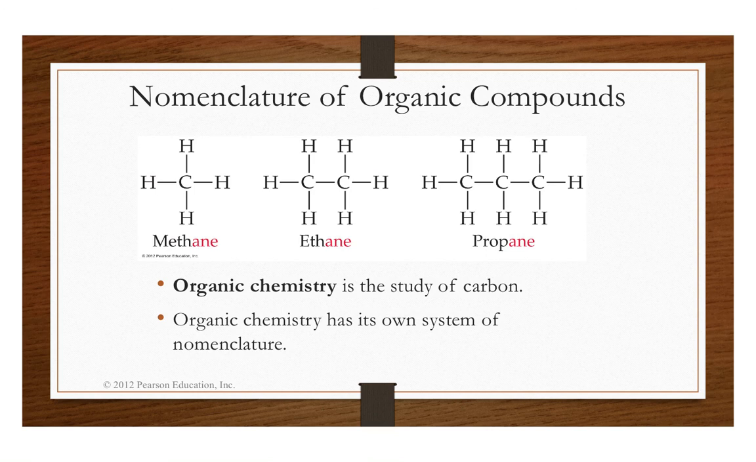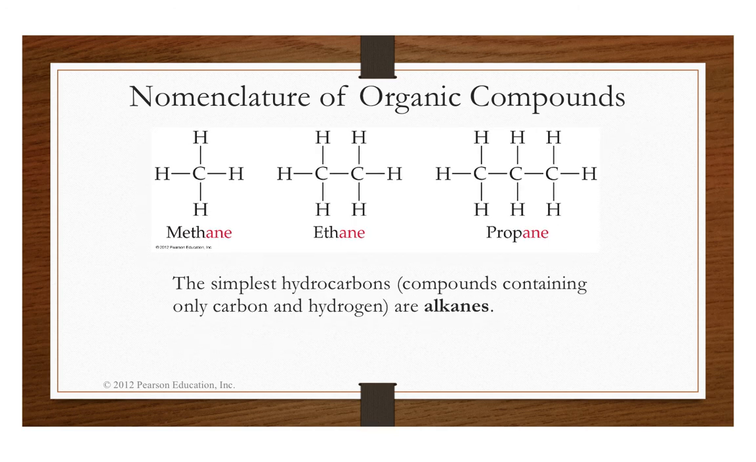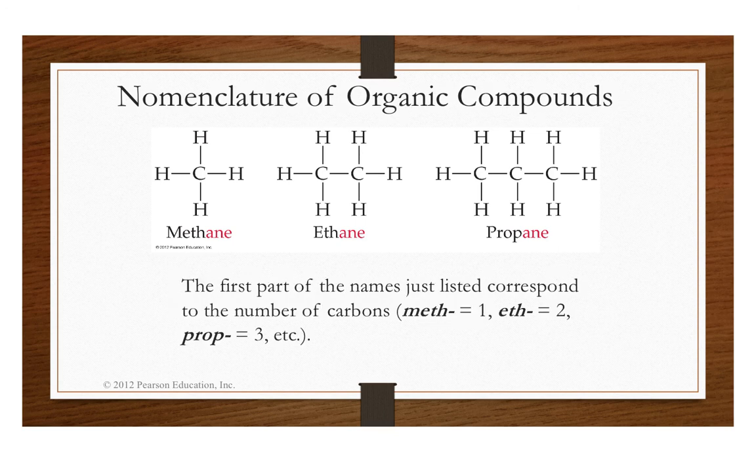And then the last thing that we need a basic understanding of is how we name basic organic compounds. For our purposes, organic compounds are going to be composed entirely of carbons and hydrogens, sometimes an oxygen in there as well. The simplest hydrocarbons are called alkanes. The first part of their name, meth, eth, prop, has to do with the number of carbons in the molecule.